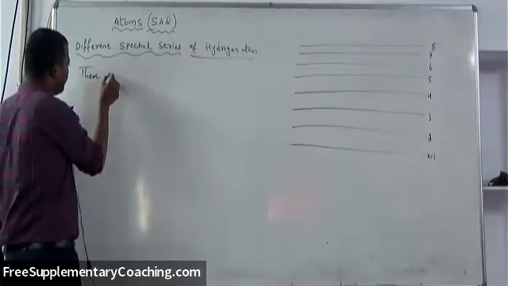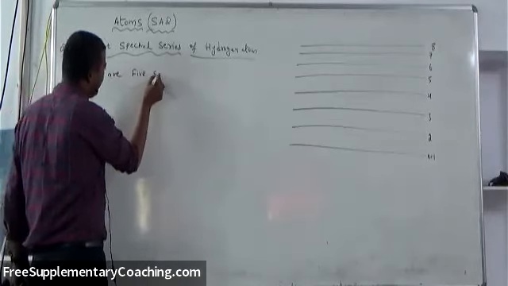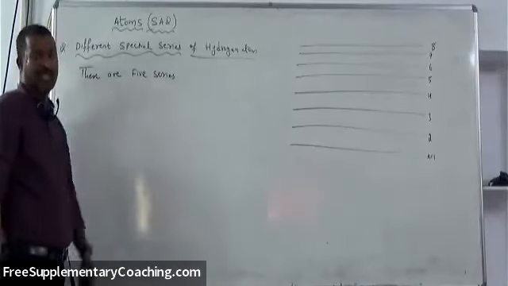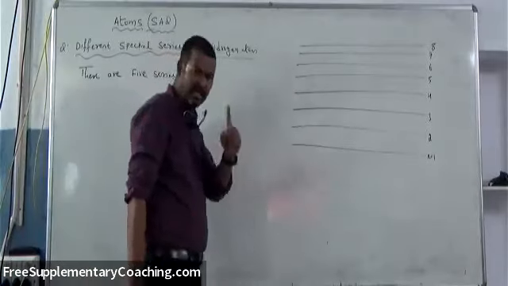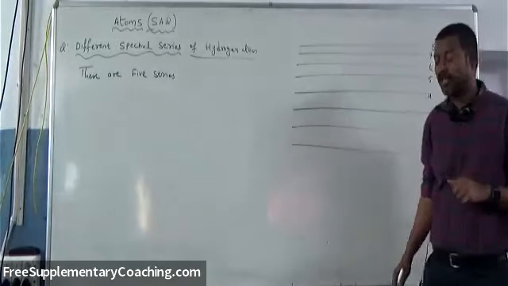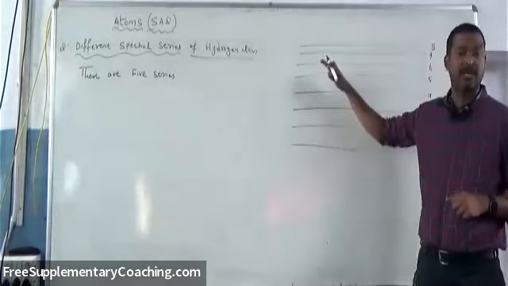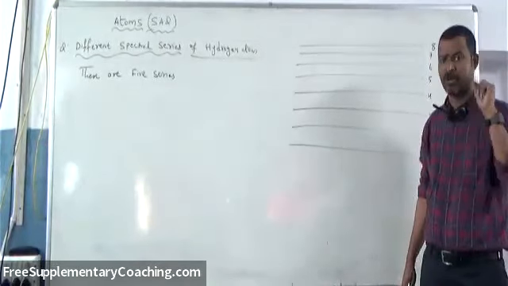There are 5 series. What does the first series mean? The first series is whenever an electron makes a transition from a higher energy level to the ground state, higher to ground, or higher to the first energy level or first orbit.